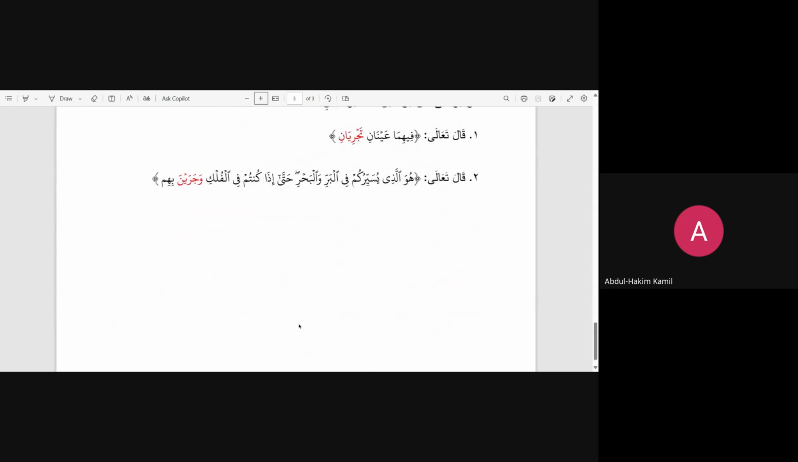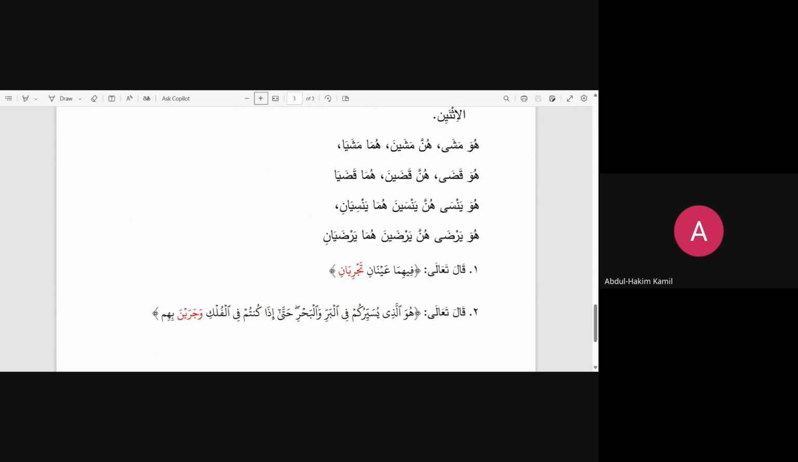Let's look at these two sentences here before we go to the chart. Allah subhanahu wa ta'ala says, and we're on the end of this PDF, Allah speaking about these two jannas, fihima, meaning in both of these jannas, fihima aynani tajriyani. What does that mean? What does ayn mean?